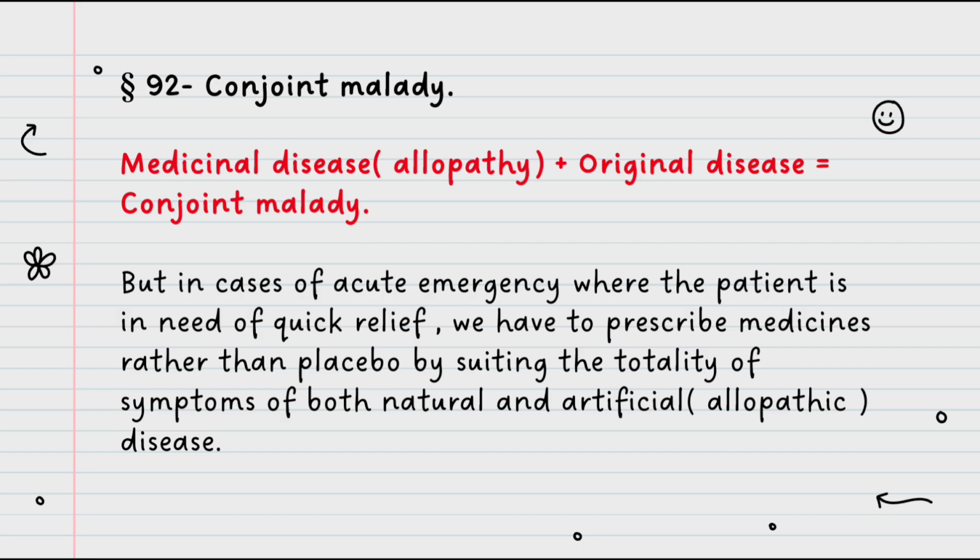But in this aphorism 92, conjoined malady, in cases of acute emergencies where the patient is in need of quick relief, we have to prescribe medicines rather than placebo, suiting the totality of symptoms of both natural and artificial disease. In the previous aphorism I told you to wait and satisfy the patient, you should give placebo. But in some acute emergency cases, if you are just giving placebo, the patient will be really angry with us. Because in need of quick relief and to save the patient, we have to prescribe a medicine rather than placebo, taking all the totality of the symptoms of both natural plus artificial, that is the symptoms produced by allopathic medicine. Keep in mind, only in case of acute emergency. Here it was chronic disease, here it is acute emergency.